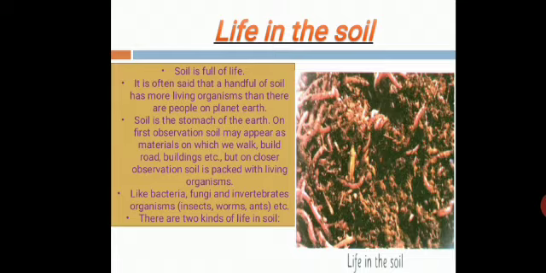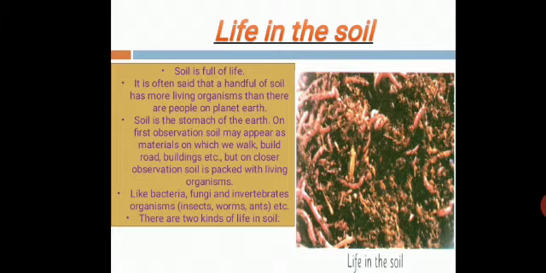What does invertebrate organism mean? The organisms which have no backbone are known as invertebrate organisms. For example, insects, worms and ants. So they are present in the soil.